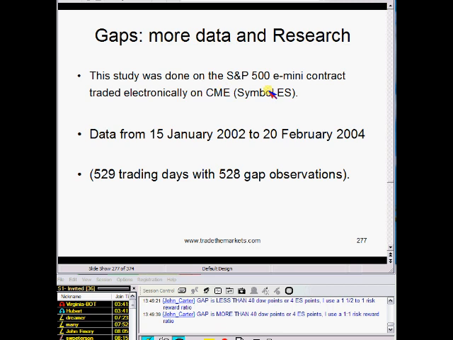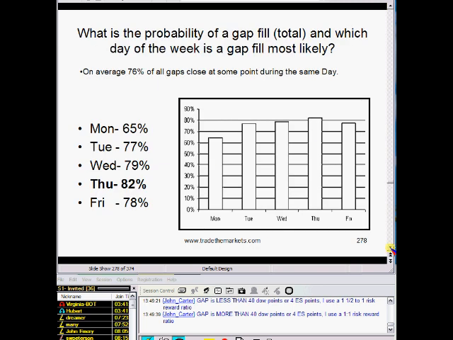The study was done with the S&P E-mini contract traded electronically. It's the ES. The data is from January the 15th, 2002 to the 20th of February 2004. So it's only 2 years, but it's enough data to actually make it work. Okay. What's the probability of a gap fill total, and which day of the week is the gap fill more likely? On average, all gaps fill, regardless of news and everything. This is me just going back 2 years of data and crunching. They fill 76% of the time on the ES.